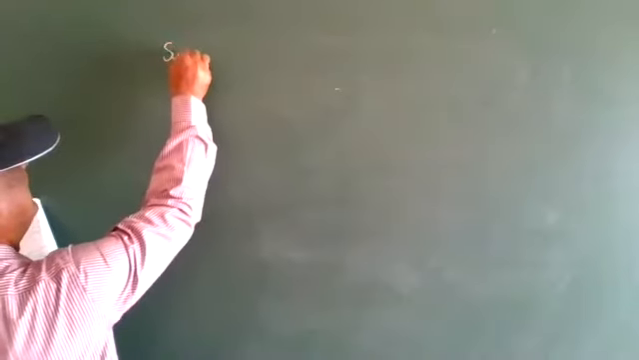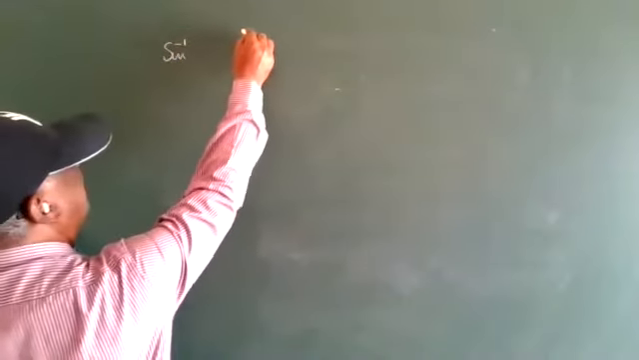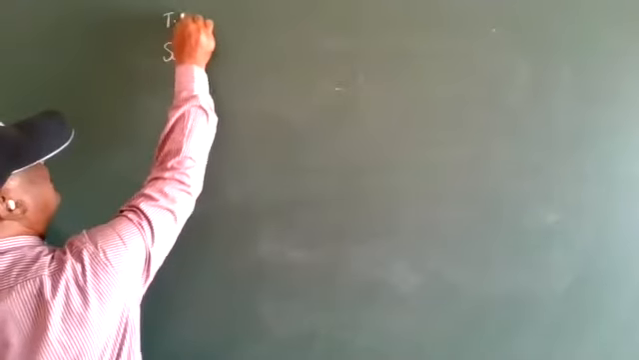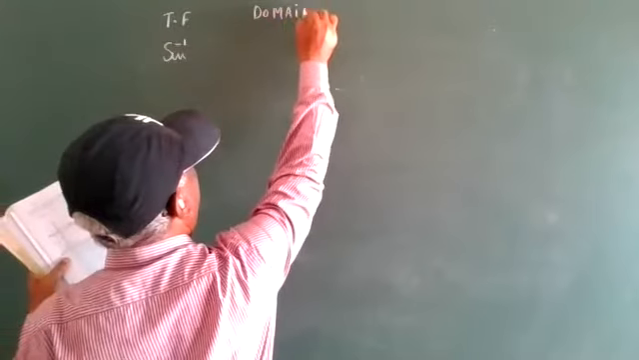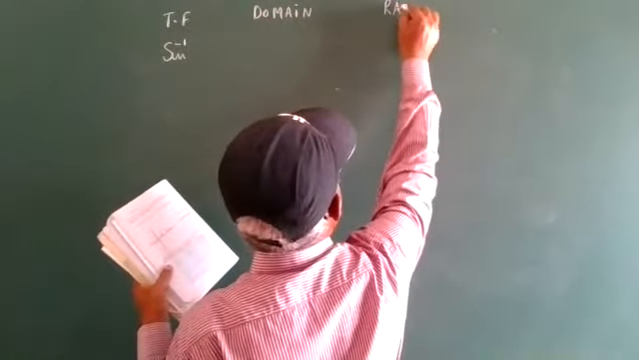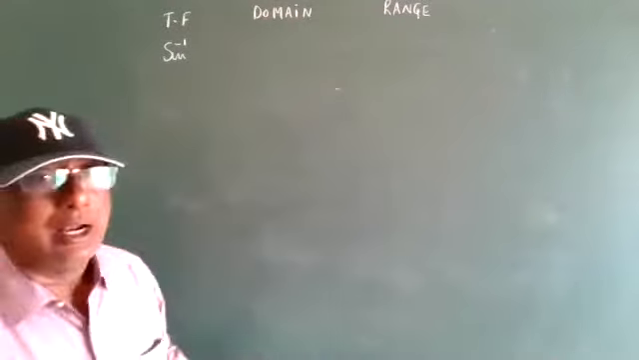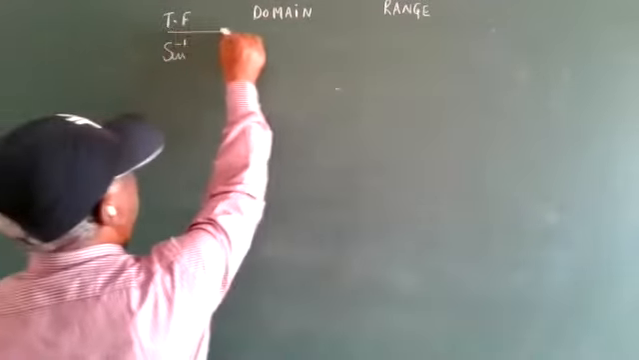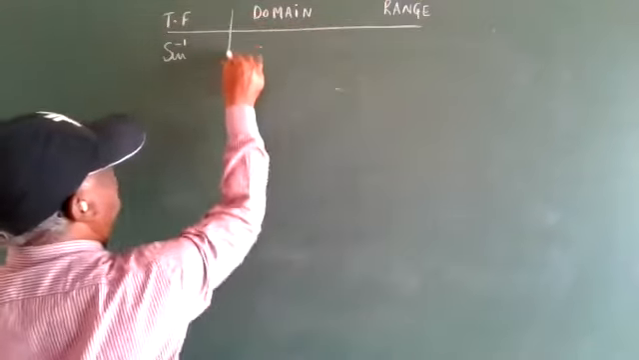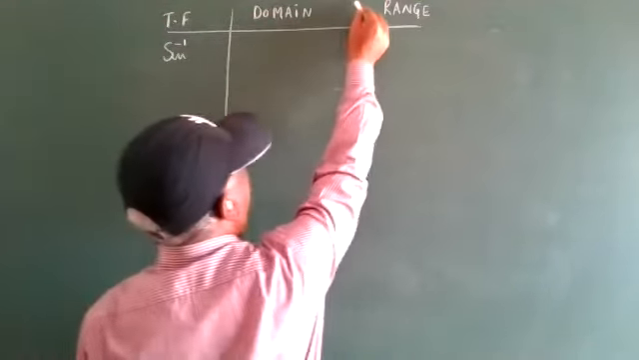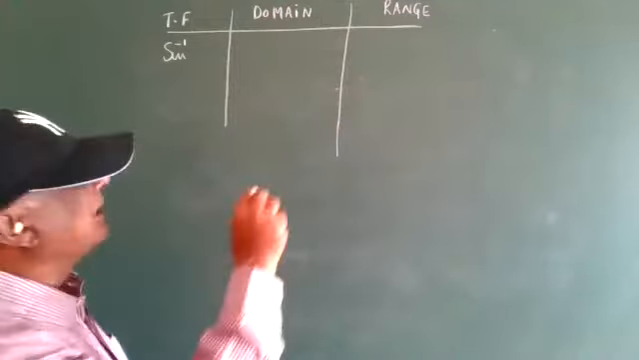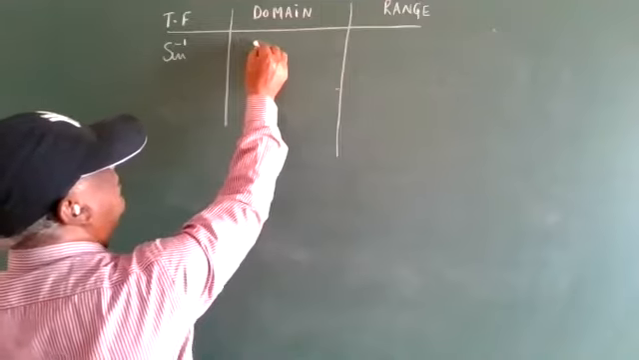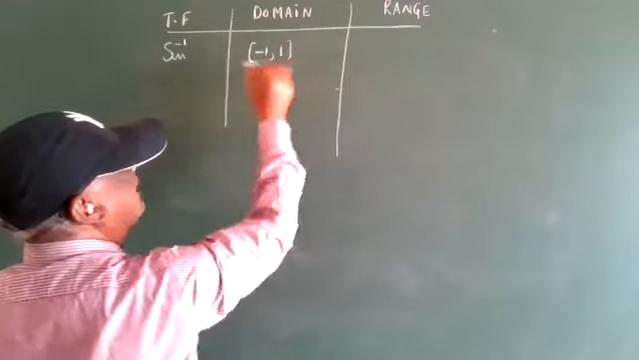Everyone observe sine inverse domain. So trigonometric function domain and a range. Everyone observe trigonometric function and domain and range. Trigonometric function is the sine inverse x. What is the domain? The reverse order domain will become as a values codomain. Reverse order, here the domain is -1 to 1.